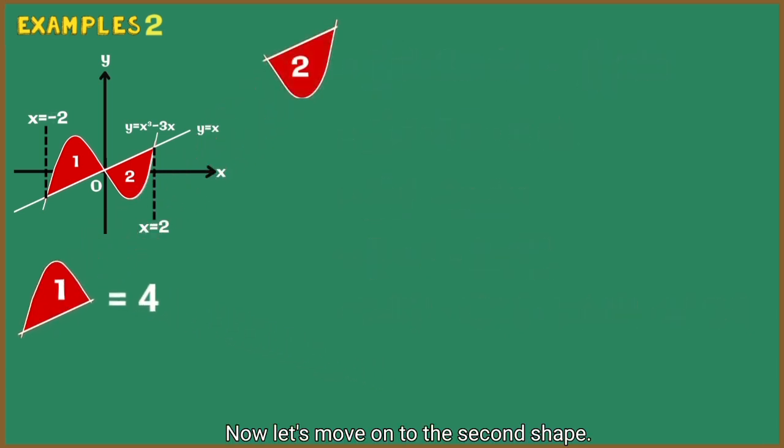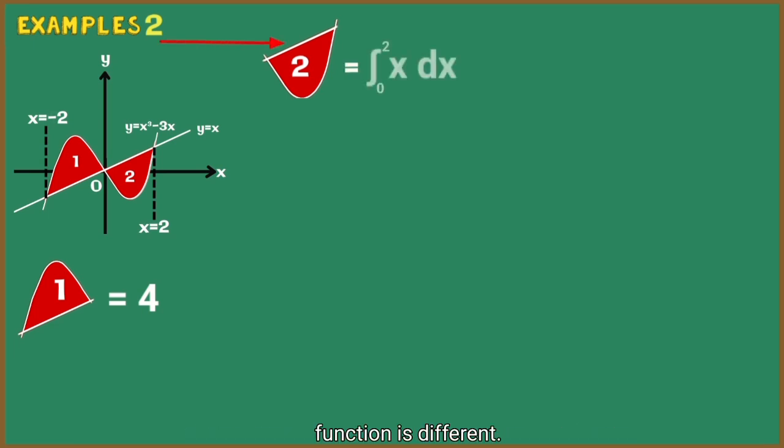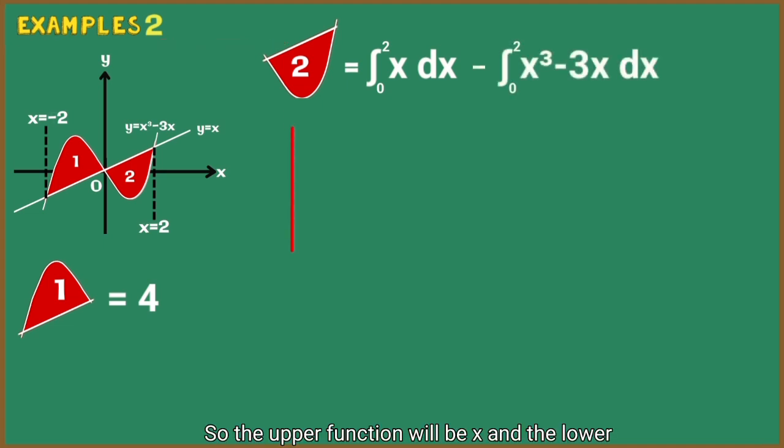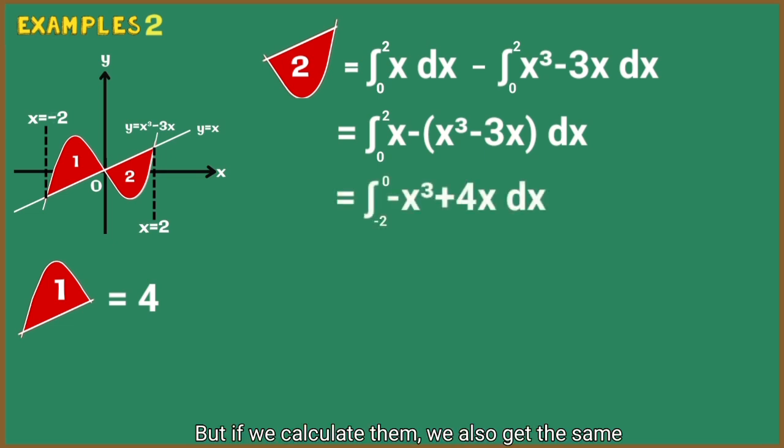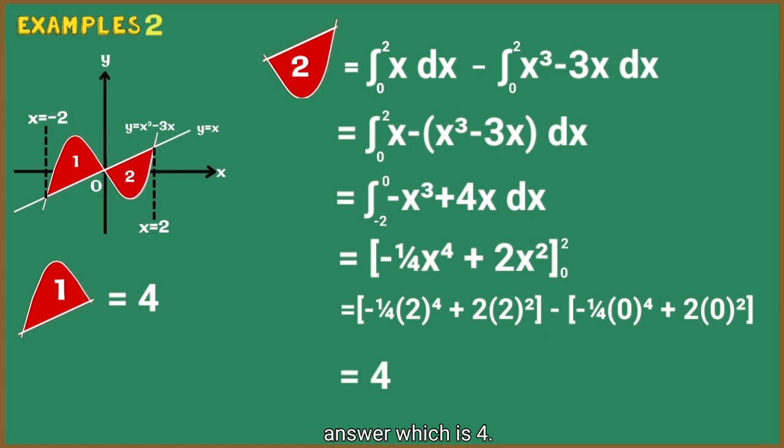Now, let's move on to the second shape. This one is a bit different from the first shape because the upper function and the lower function are different. So the upper function will be x and the lower function will be x to the power of 3 minus 3x. But if we calculate them, we also get the same answer, which is 4.